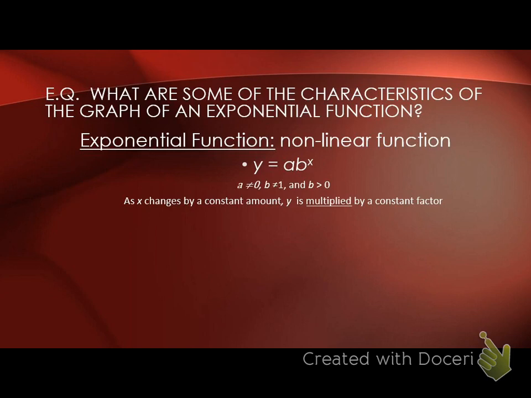Now, as x changes by a constant amount, and we've done this before when we were looking at tables trying to figure out if they were linear functions or not, we had to look for a pattern on the y. We found a pattern on the x. As x changes by a constant amount, for an exponential function, the y values are going to be multiplied by a constant factor. With linear functions, they were either added or subtracted by a constant amount. But exponential is different because your y values are going to be multiplied by a constant factor. And we'll practice that here in just a few minutes.